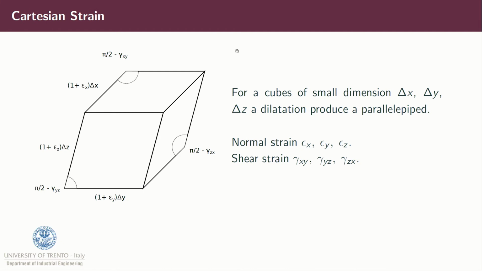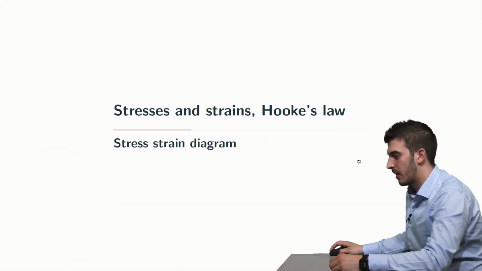In a generic viewpoint, we can write down normal strain and shear strain for all Cartesian axes, and for a cube of small dimension, delta x and delta y and delta z, a dilatation will produce again a parallelepiped, and we have that the normal strains in this case will be epsilon x, epsilon y, epsilon z, and shear strains gamma xy, gamma yz, and gamma zx.